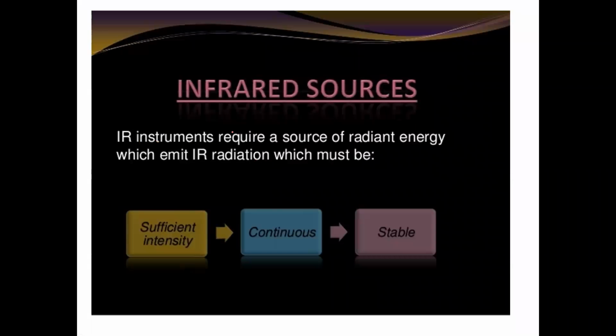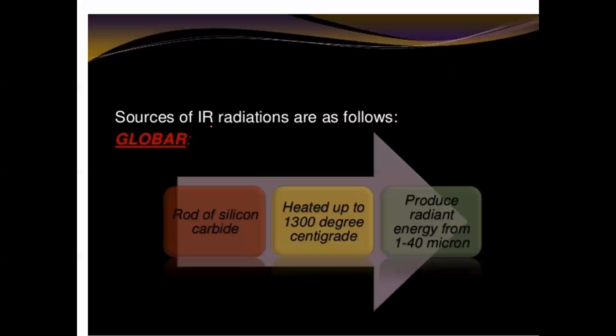So the first part is your infrared sources. What are the infrared sources used in an IR spectrometer? IR instruments require a source of radiant energy which emits IR radiation, and there are three qualities of IR radiation: it should be sufficient in intensity, it should be continuous, and it should be stable. For IR radiation, different types of sources are used. So sources of IR radiation are as follows.